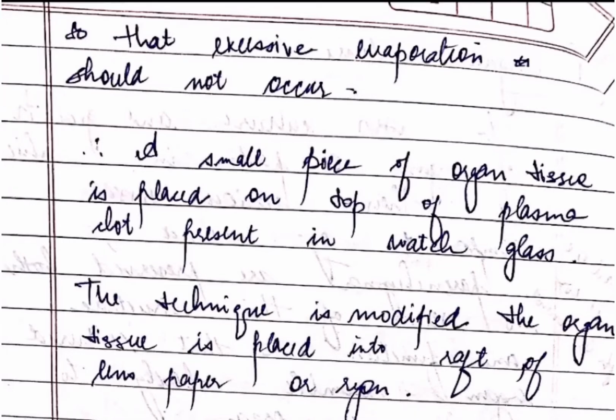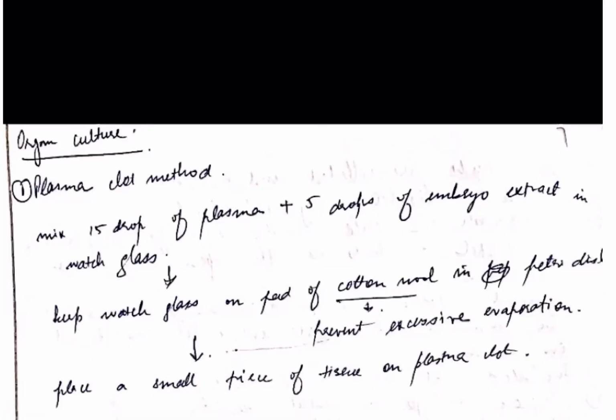The method is we mix 15 drops of plasma with 5 drops of embryo extract in a watch glass, and then we keep the watch glass on a pad of cotton wool. Cotton wool is used to prevent excessive evaporation, and then we place a small piece of tissue on the plasma clot. Next method is agar gel method.